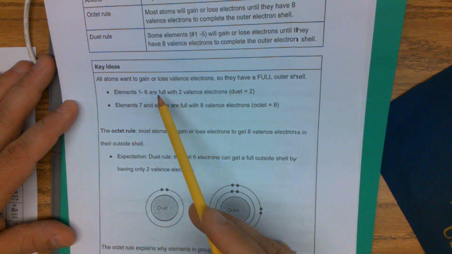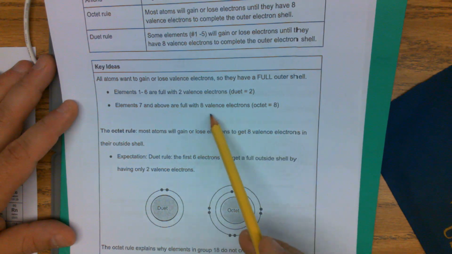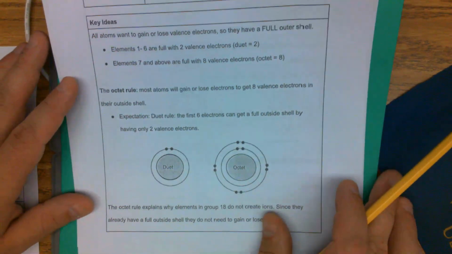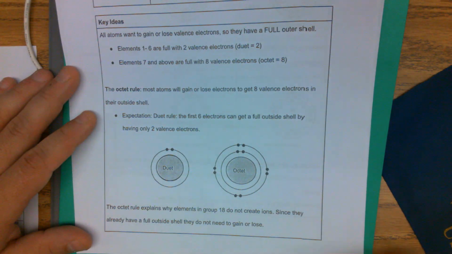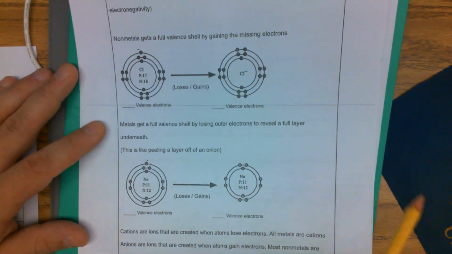So if we look at elements 1 through 6, they can be full, meaning the first ring can only hold 2, and every other ring can hold 8. So that's where we get our two rules for this, the octet rule and the duet rule. We can go ahead and look at an example of this.